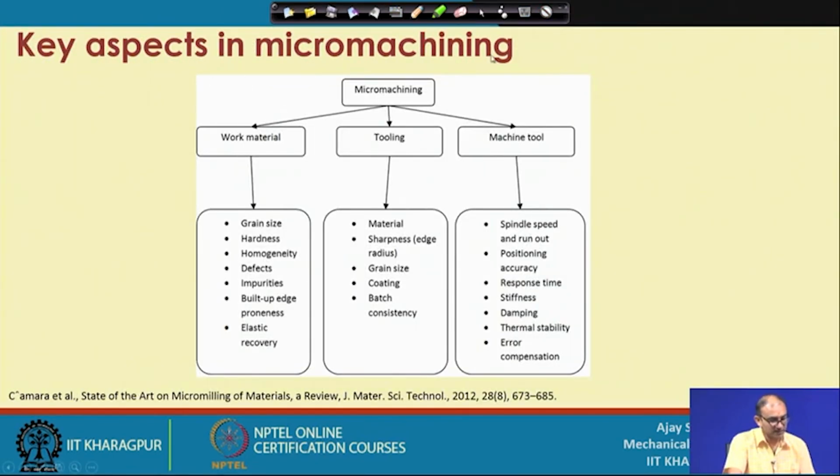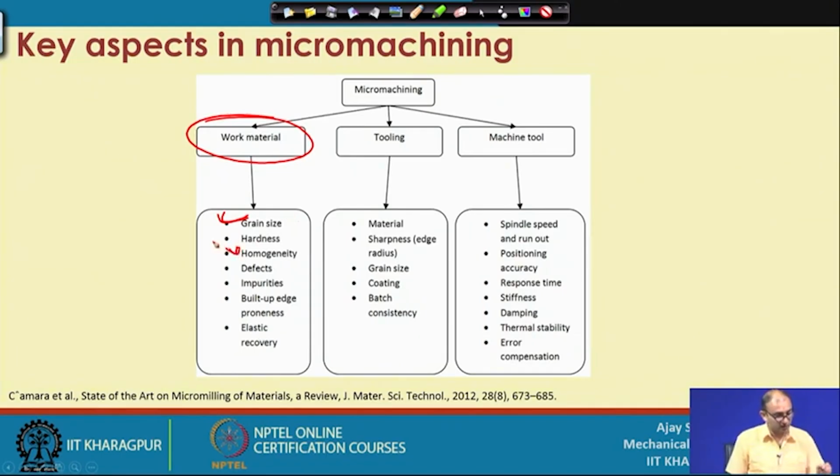So, what are the key aspects of machining? What we have learned is that we have three different areas by which we can monitor or understand something. First is the workpiece material, and we have seen the grain size is important, because the smaller the grain size, the easier it is to remove material, because the cutting tool will pass through the boundary of the grain. Hardness plays an important role, because with hardness you get a good surface, but your tool wear is very high.